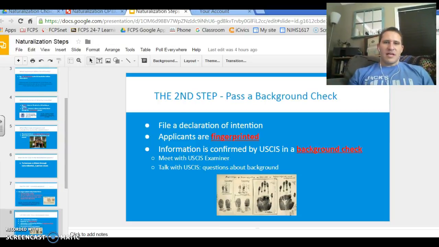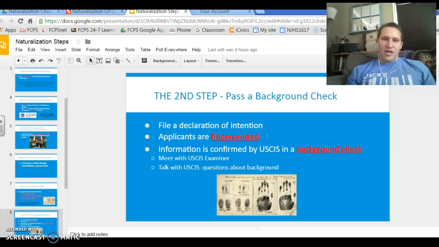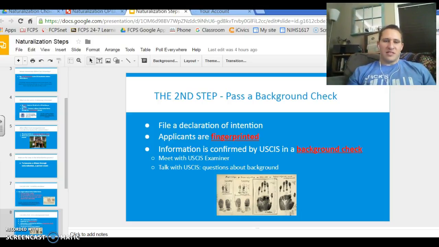The next step is you file your declaration of intention. You get fingerprinted so that you're in the system, and then you have a background check to make sure that you are of good moral character and you have not committed any felonies or major crimes. You are working and you are taking care of what you're supposed to be doing as a potential American citizen. Of course, at this point, you might meet with an immigration officer who will ask you some questions and get some information about you.